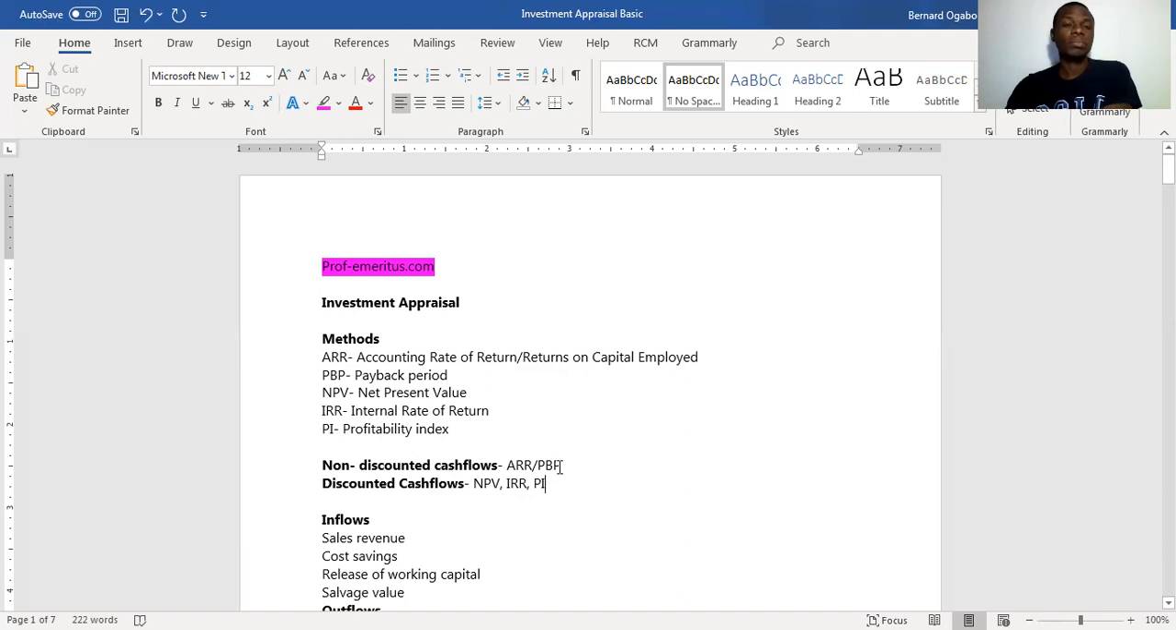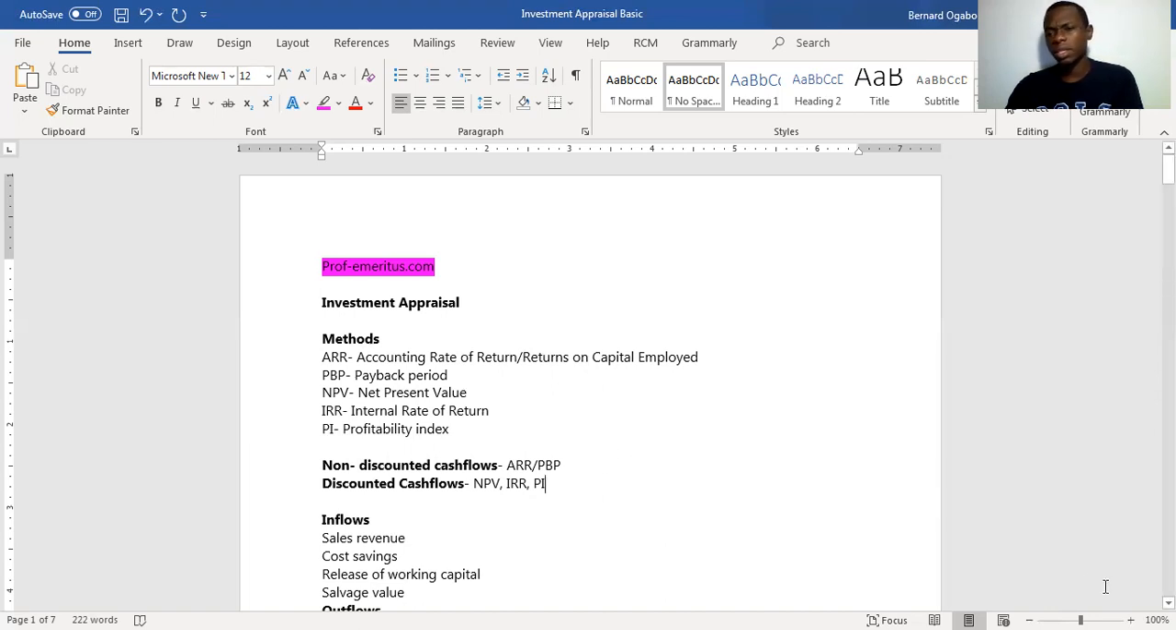Although in some scenarios, the payback period would also fall under discounted cash flow methods. But in this video, I'm going to solve payback period under the non-discounted cash flows method. However, if you are asked in an examination scenario to calculate a discounted payback period, you are just going to follow the process we are going to use in arriving at the net present value to work the payback period. It's not going to be something that is hard.